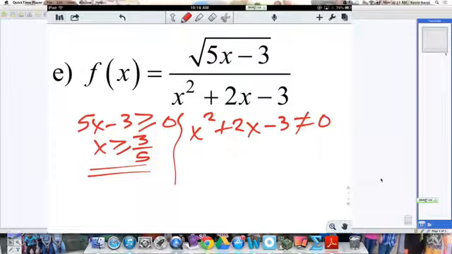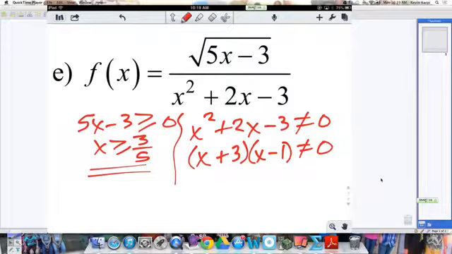And then we try to do what? Factor? Yeah. And hopefully it'll factor. Fingers crossed. Factors of negative 3 that add to positive 2. Positive 3, negative 1. Cannot equal 0. Make sure you're bringing the can't equal 0 down. And then we get x cannot equal -3, nor can it equal +1.